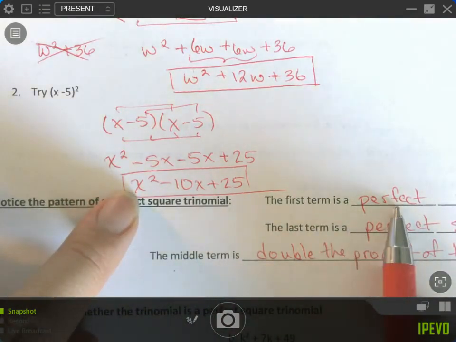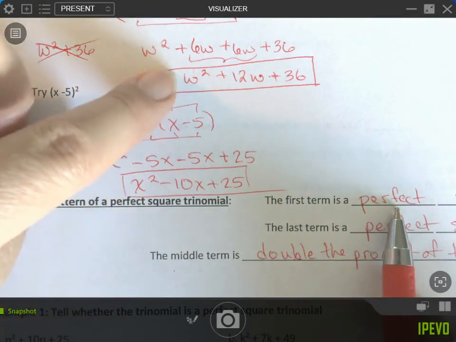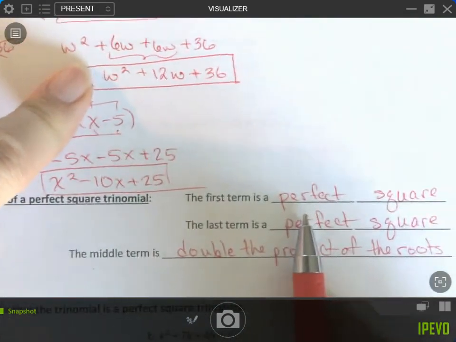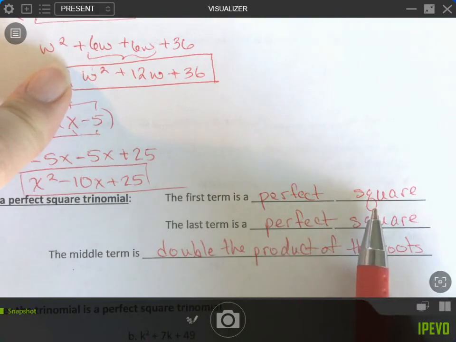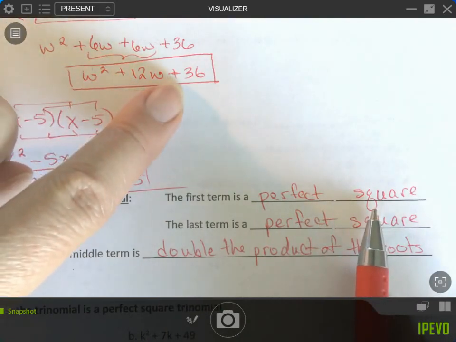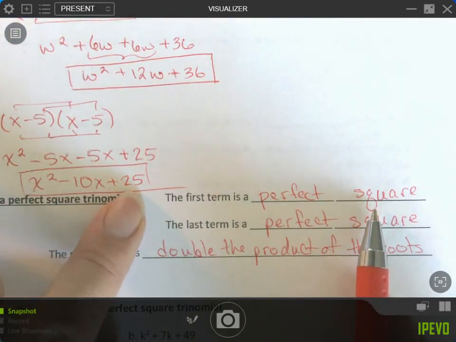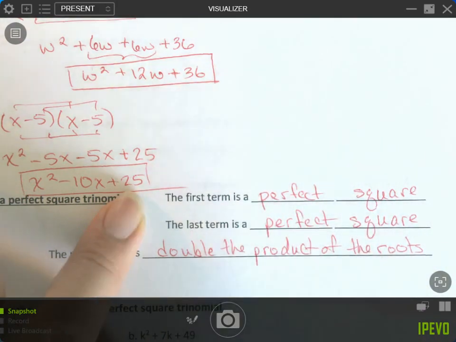The first term is a perfect square. Isn't x times x a perfect square? The first term here, w squared, is a perfect square. So the first term is a perfect square, and the last term, 36, is 6 times 6, or 5 times 5. So the first and last terms are perfect squares.